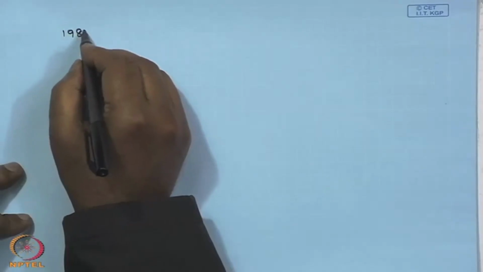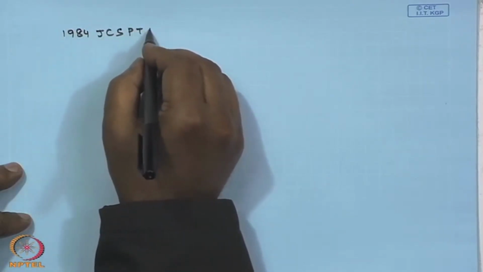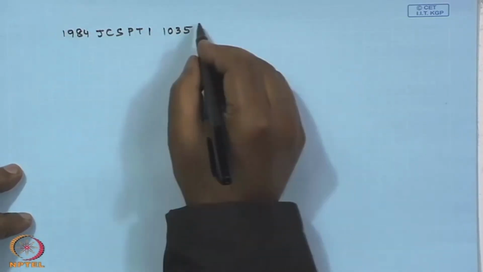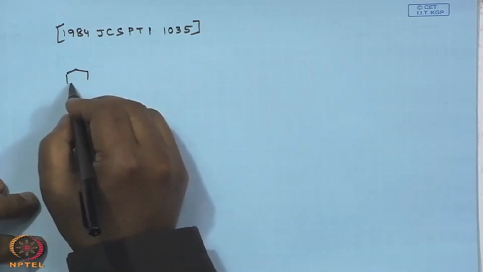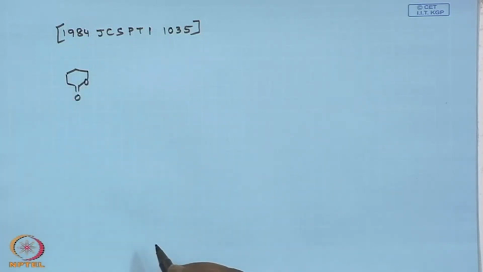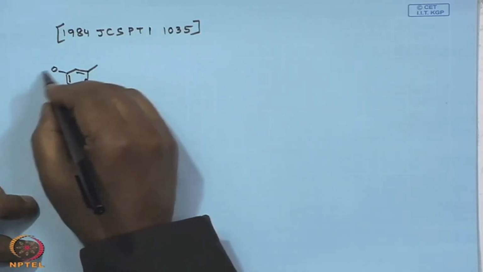So, I will give you one more very classic example. This is taken from J. Chem. Soc. Perkin Transactions 1, 1994, page number 1035. In this case, it is not just a simple pyrrolium ion, but an oxypyrrolium ion. It is a 2-pyrone. You start from 2-pyrone, which means you have an oxo group here, and then a substituent here and there. Then you have a methoxy group here.